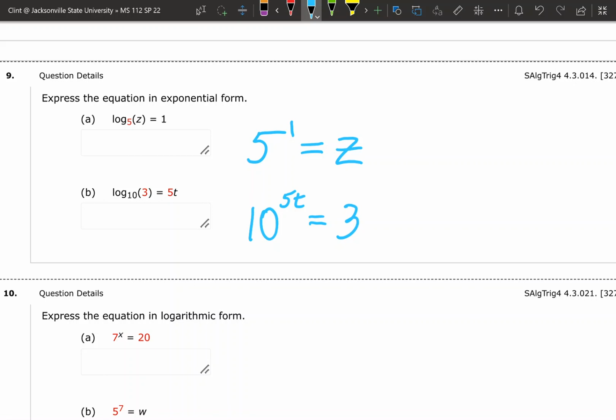Whichever way you want to do it, I'll take it either way on that one. So it's base to this power equals the thing on the inside. That equals that.